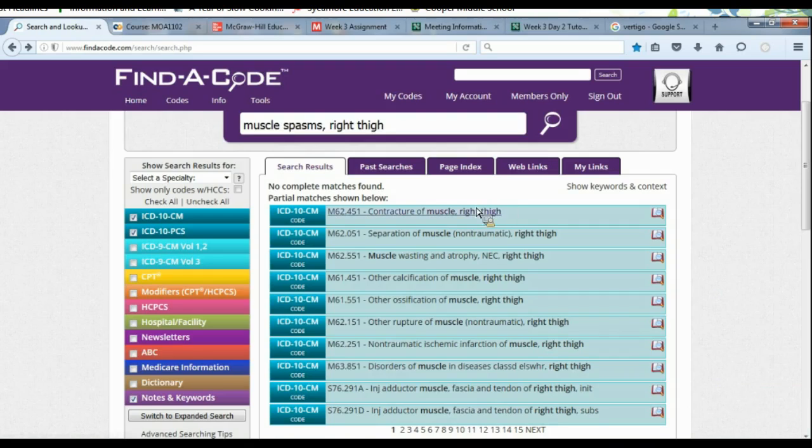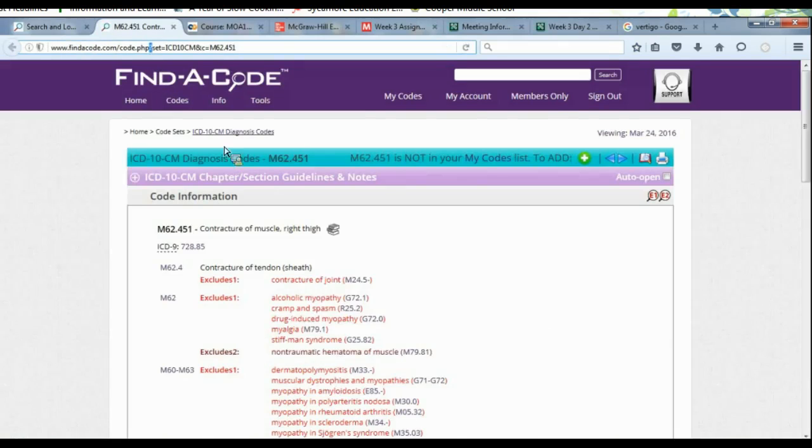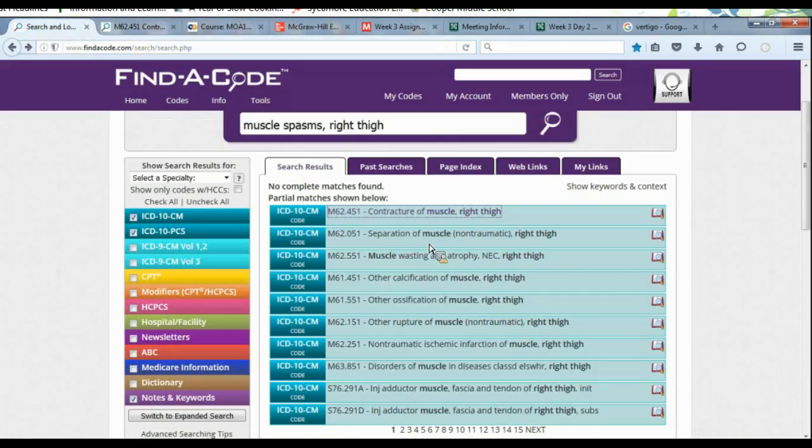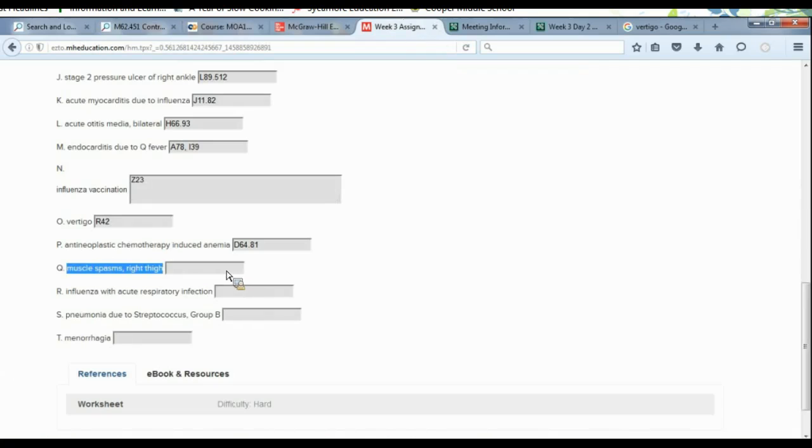Because we know it's not a separation of the muscle. It mentions muscle spasms of the right thigh, basically contraction of muscle, right thigh. Not separation, not muscle wasting and atrophy, no. So M62.451 is our correct answer.